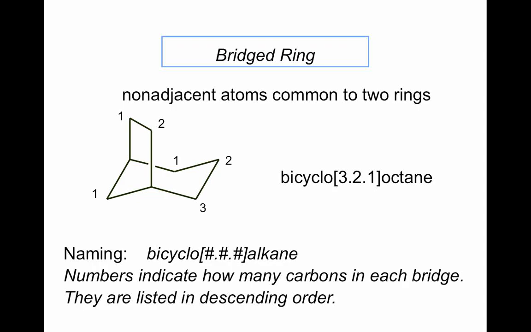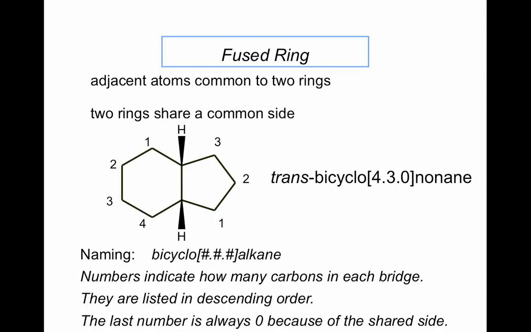Bridged ring systems are named as bicycloalkanes. Here I have bicyclo-3,2,1-octane. The numbers in this case, in decreasing order, indicate the number of individual carbon atoms in each bridge. So 3 carbons in this bridge, 2 carbons in this bridge, and 1 carbon in this bridge down here. There on the slide are indicated the 2 carbon atoms that are shared between the 2 rings that create the bridged system.